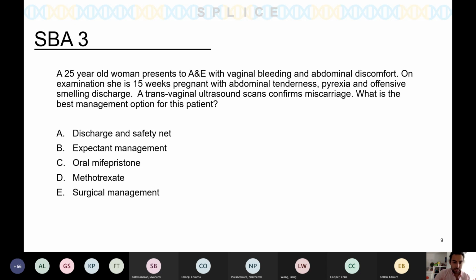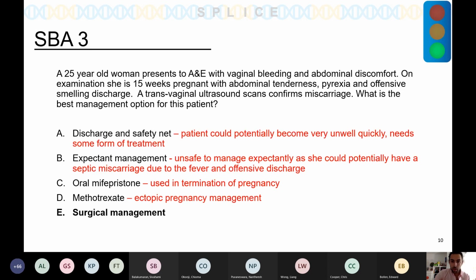Yeah, nice. So vast majority of you getting this right. This is important, because although you wouldn't necessarily be in charge of deciding who gets what, it's important to know when someone is severely unwell or it's life threatening. So this sort of stuff, I think you do need to know. This patient has evidence of an infection. They're pyrexic, they've got offensive smelling discharge, and they've got some abdominal tenderness.